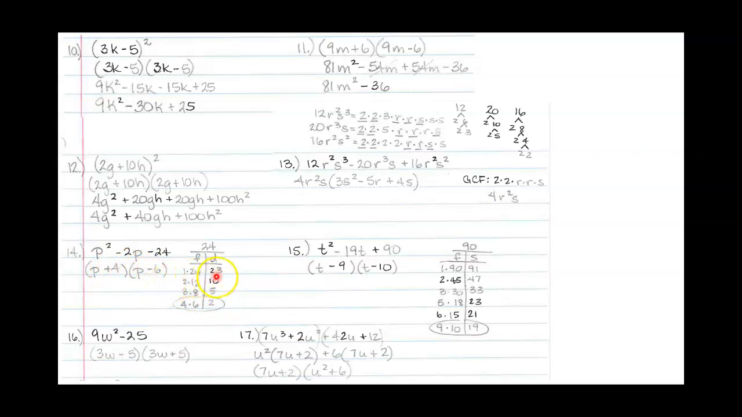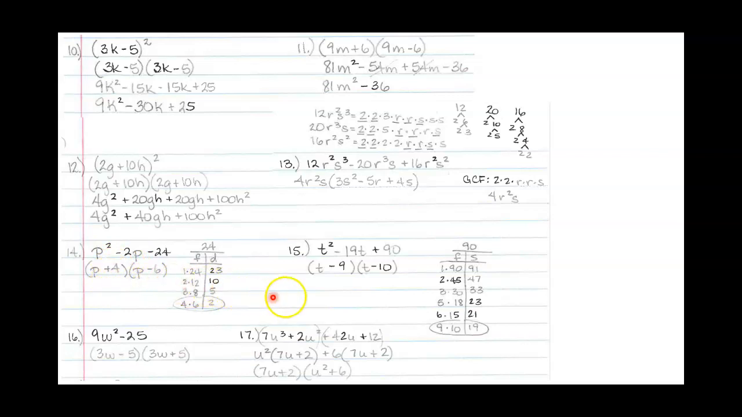So the difference of 1 and 24 was 23. Difference of 2 and 12 was 10. Difference of 3 and 8 was 5. Difference of 4 and 6 was 2. So that's what we were looking for right there. We were looking for negative 2. Now, in order to get a negative 2, do I want this to be a positive 4 and a negative 6 or a negative 4 and a positive 6? Well, positive 4 and negative 6 would give me negative 2. And remember, the larger number needs to have the same sign as this middle term in order for me to get the sum that I want. So we can use positive 4 and negative 6 here.